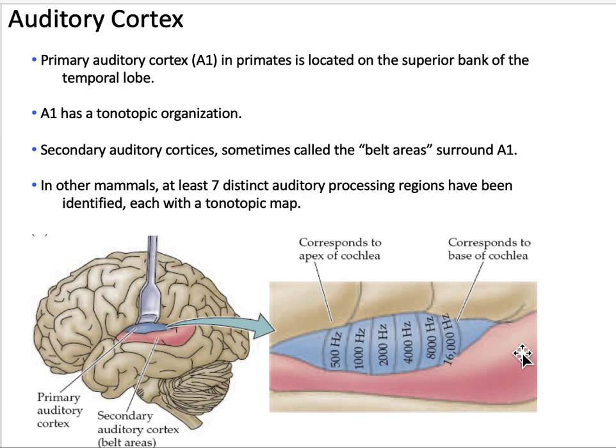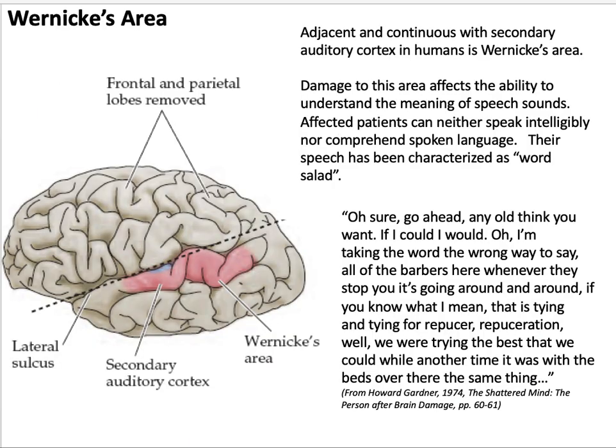Now there's a number of other higher order cortices that are collectively sometimes referred to as belt areas. In some mammals, there's up to 7 of these things that we're not really going to get into. We are going to talk about one area, which is Wernicke's area. Here's the primary auditory cortex, this little blue part. Here's Wernicke's area. And this is specialized specifically in humans in that it is dedicated to processing human speech.